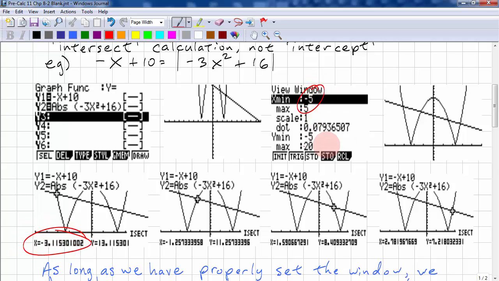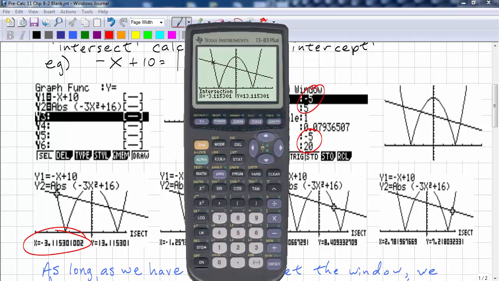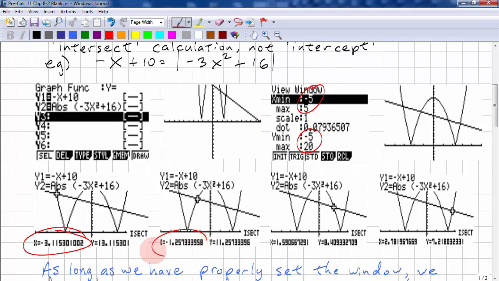And we set the windows. And to get the second answer, we press intersect again, second calc, intersect, first curve, second curve, and then scroll. Somewhat close, that's close enough. And we get this is our second answer. And then we repeat, and you should make sure you're getting these answers.